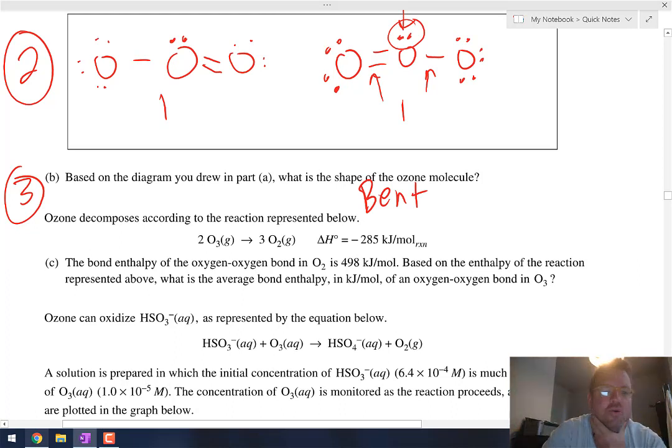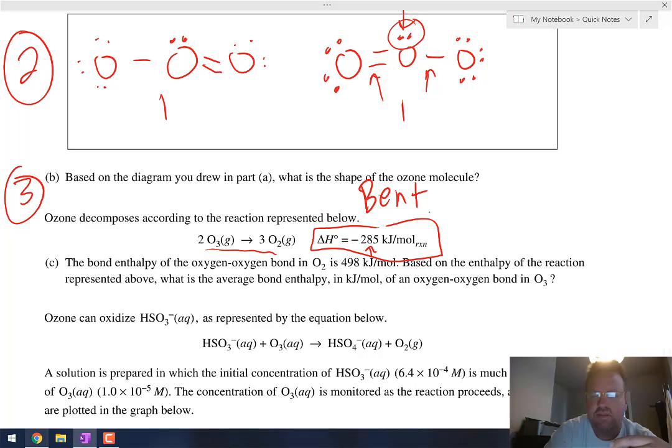Okay, for the decomposition of ozone, this is the overall reaction that happens. That's the enthalpy change for the reaction. Again, moles per reaction means if 1 mole of this reaction happened, this is the amount of energy that would be released. So basically, if this reaction happened 6.02 times 10 to the 23rd times, that's how much heat would be released. Okay, they want to know what's the average bond enthalpy in an oxygen-oxygen bond in O3.